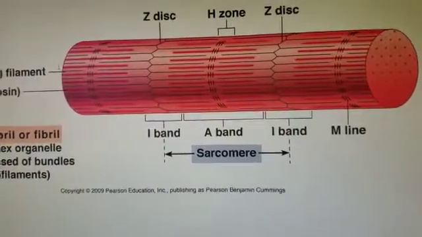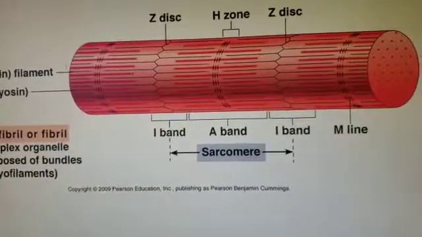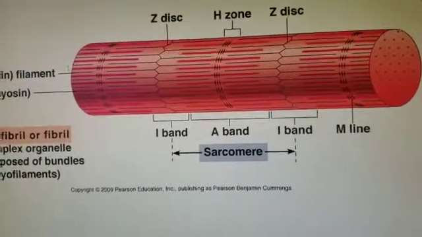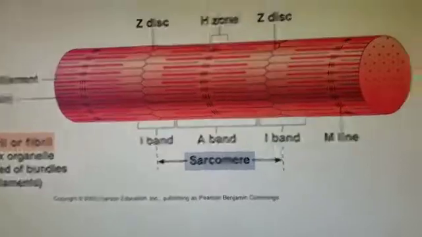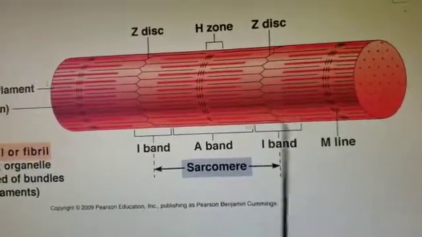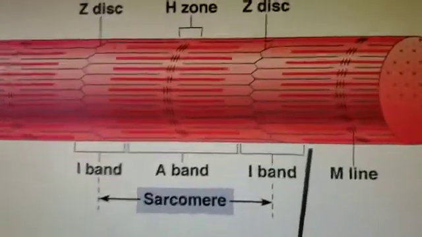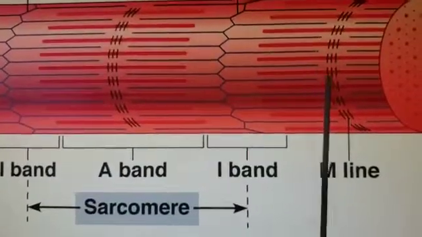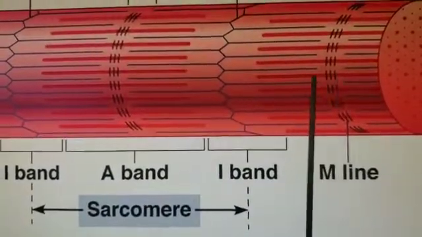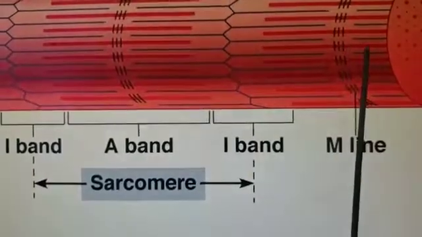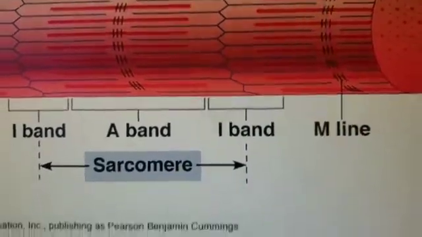Those M lines, they're myosin filaments, but then the actin doesn't reach. So again, if you see it close up, only the myosin reaches the M line, but not the actin.